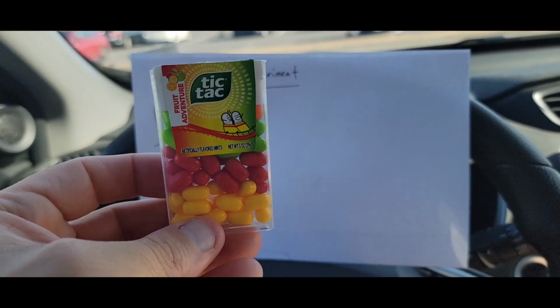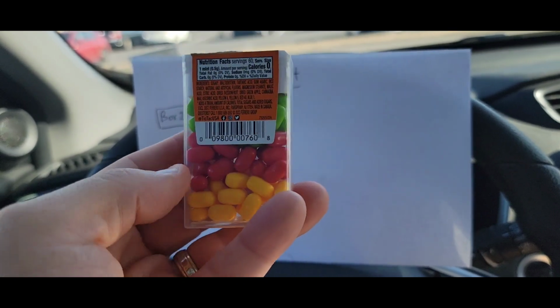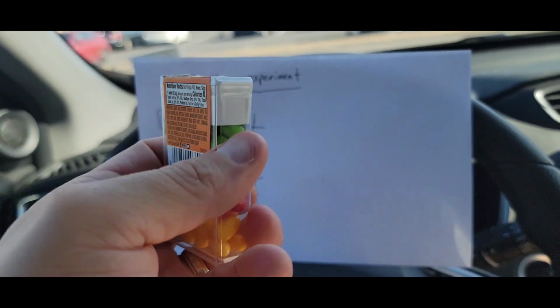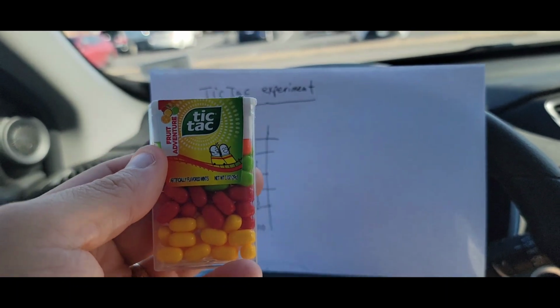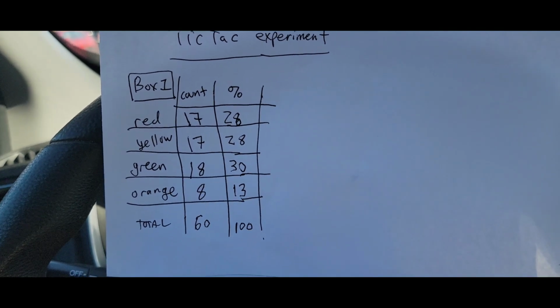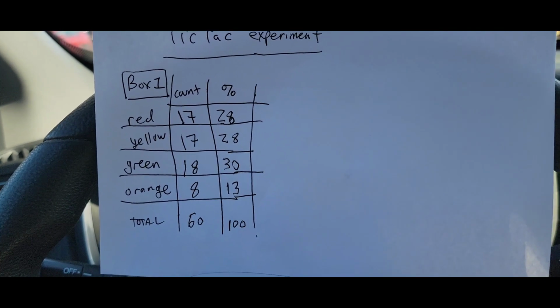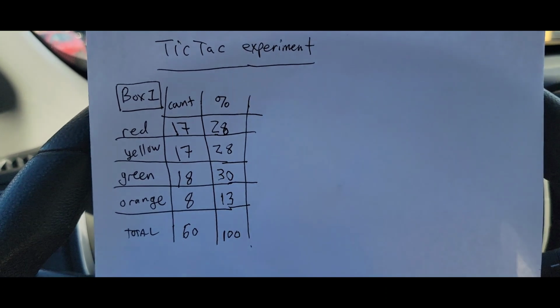Hey everybody, I am back. So you can see these colors here now are more stratified, right? Because I counted the yellow first, then the red, then the green, and then the orange at the top. So I counted these, and here are the results. So 17 red, 17 yellow, 18 green, 8 orange, so 60 Tic Tacs total.